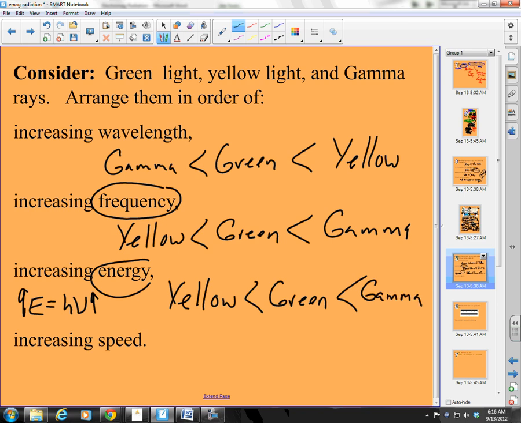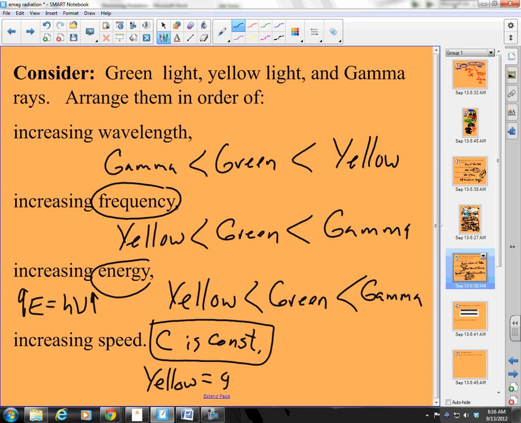Energetic, and then increasing speed. Well, what do we know about the speed of light? c is constant for our purposes, right? And that means all of these are the same. Yellow travels equally as fast as green, which travels equally as fast as gamma, which travels about 3.00 times 10 to the 8th meters per second.